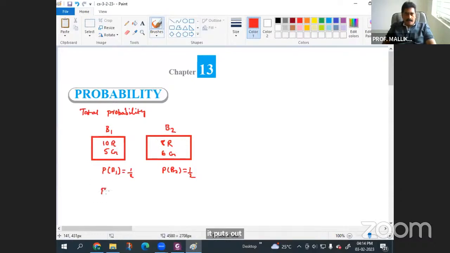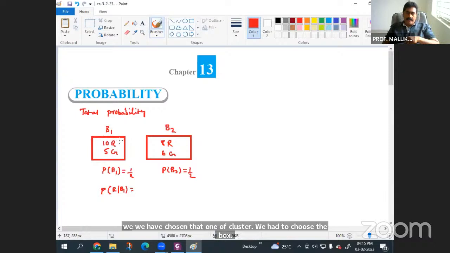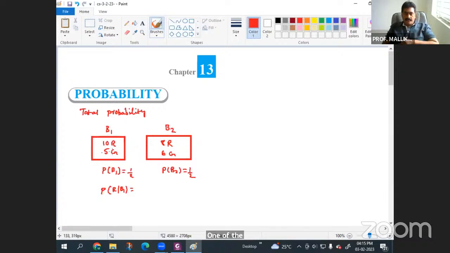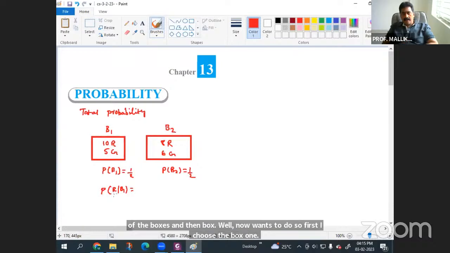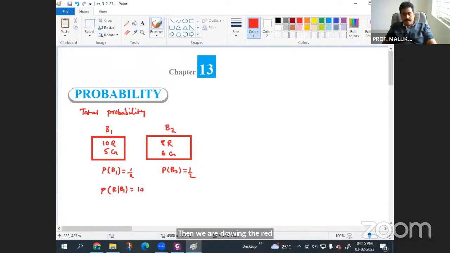Next, what is the probability of drawing a red ball, given the first box? We have to choose one of the boxes, either box 1 or box 2. So first I choose box 1, then draw a red ball: 10 by 15. And what about here? Probability of red given box 2 is 8 by 14. Keep it as it is.